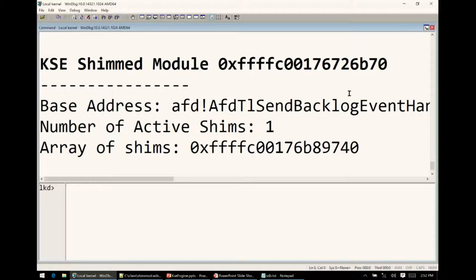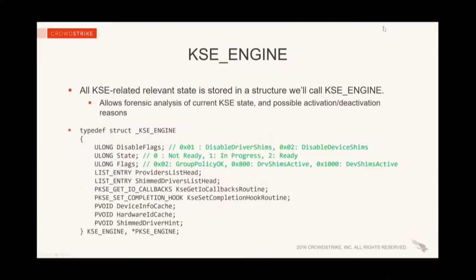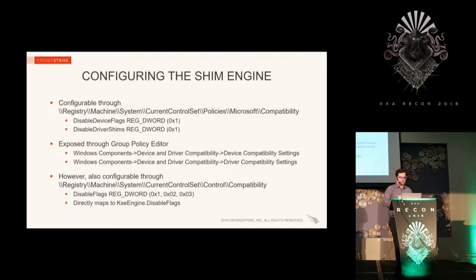And I'm not going to dump the shim cache, but it's basically a bunch of hardware IDs at that point. So can you turn this thing off, by the way, or what are ways you can kind of interact with it? So there's a registry key called compatibility, where you can disable device shimming, or you can disable driver shimming. And if you go to the group policy editor, GP edit, you can go to Windows components, device and driver compatibility, and you can turn off device compatibility, which means no device shims, no flags, or you can turn off driver compatibility settings, which means no driver shims.